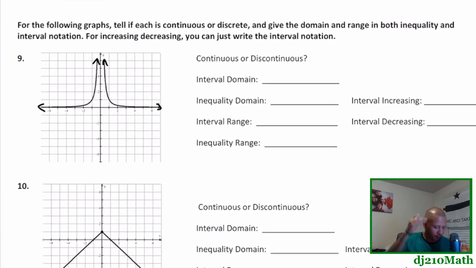Number 9. For the following graphs, tell if each is continuous or discrete, and give the domain and range in both inequality and interval notation. So there's a lot of things happening here. And then for increasing, decreasing, you can just write it in interval notation. All right. So let's see. First off, continuous or discontinuous? Okay, that's not even what they asked us to find. Continuous or discrete is what they're asking.